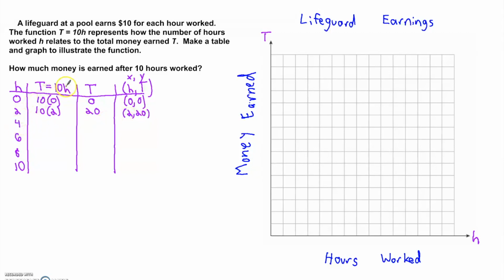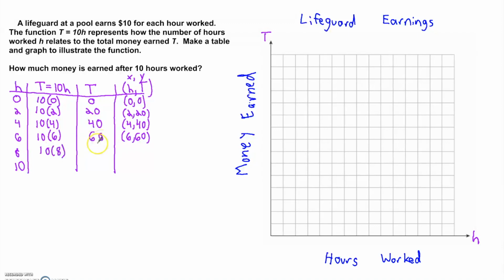Plug in 4 right here. 10 times 4 is the rule. 10 times 4 is 40. Not so bad. And that's the point 4, 40. And then we've got another point that we're going to get when we plug in 6. So 10 times 6 is 60. 6 comma 60 is our coordinate pair. Our rule is this. We're going to keep following the rule: 10 times the next hourly amount, which is going to be 8.